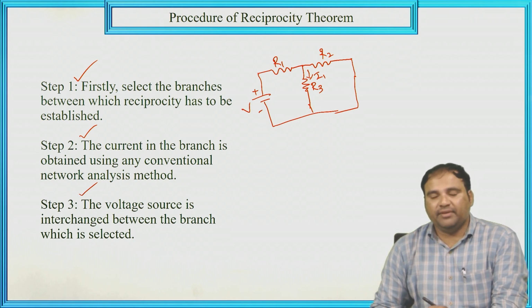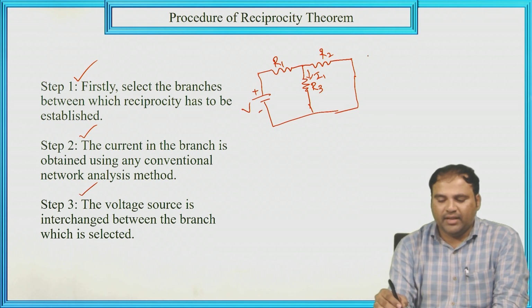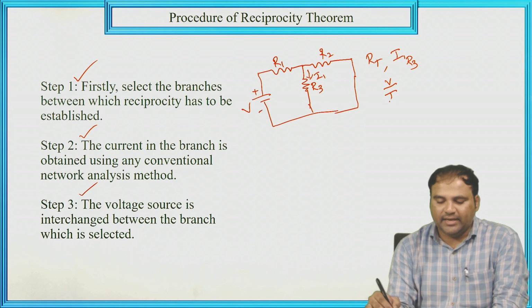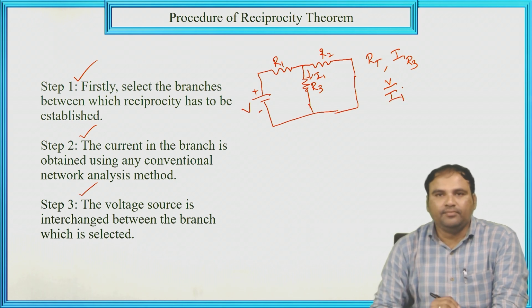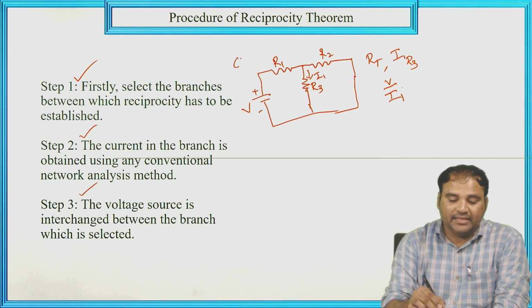So how can we verify the reciprocity theorem? First of all, we need to calculate the total resistance. After that, the current through the R3 resistor. After that, we have to find the voltage and current ratio. Okay, we'll get V by I1. This is for case 1.